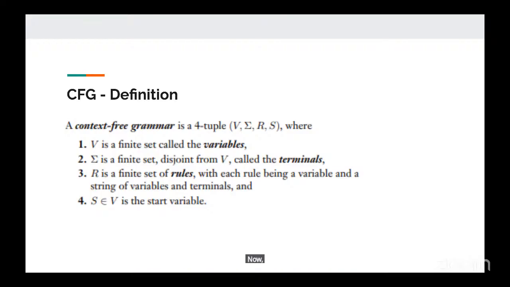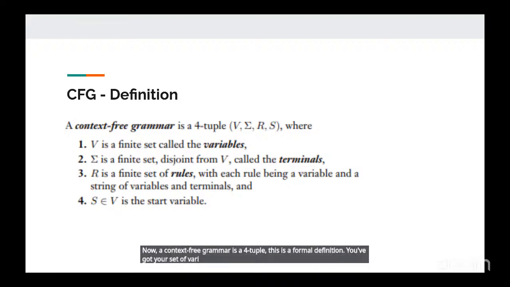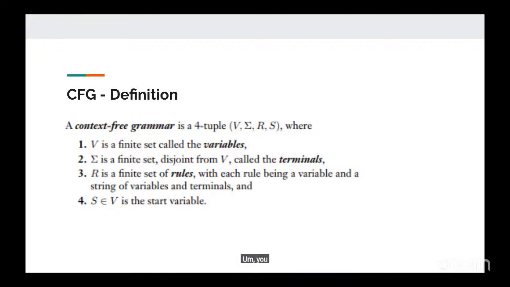Now, a context-free grammar is a four-tuple. This is a formal definition. You've got your set of variables. You've got your set of terminals. You have your set of rules. And you know what your start variable is. I think I've got an example on the next slide.